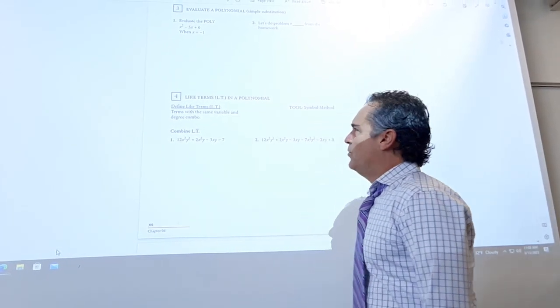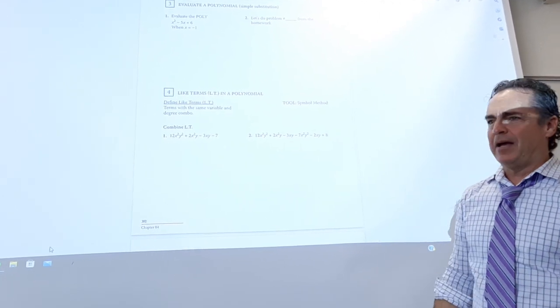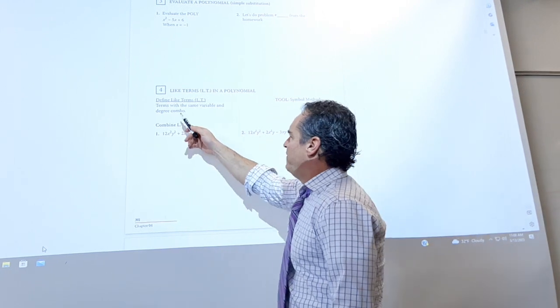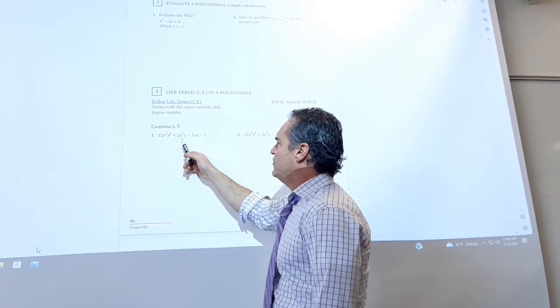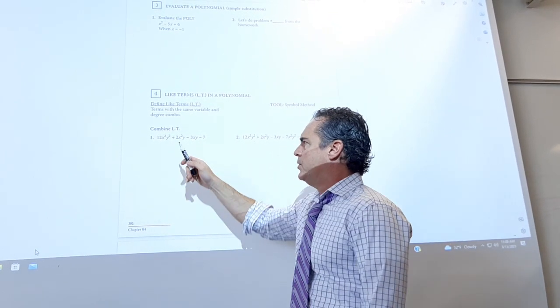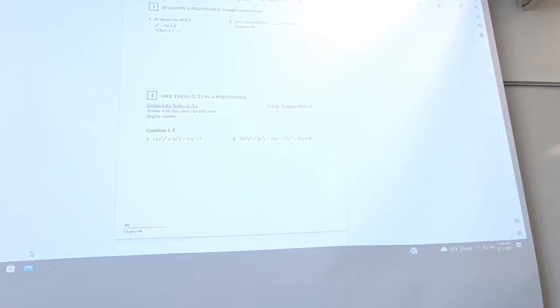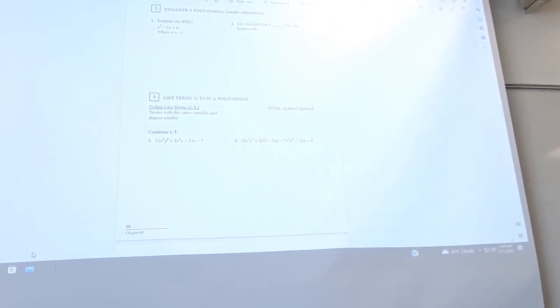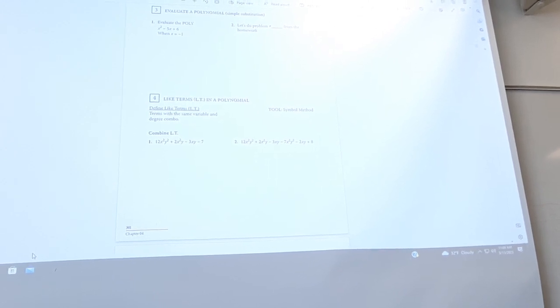Like terms in a polynomial. Do we know what like terms are? Of course we do. Do we know how to combine like terms? Yes, we do. Please look up here. Define a like term: terms with the same variable and degree combo. Please look at these 4 terms: 12x squared y squared plus 2x squared y minus 3xy minus 7. What are my like terms there? X squared y squared, plus 2x squared y. There's none. There's no like terms.